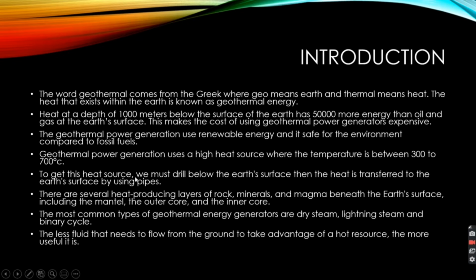To get this heat source, we must drill below the Earth's surface, then the heat is transferred to the Earth's surface by using pipes. There are several heat-producing layers of rock, minerals and magma beneath the Earth's surface, including the mantle, the outer core and the inner core. The most common types of geothermal energy generators are dry steam, flash steam and binary cycle. The less fluid that needs to flow from the ground to take advantage of a hot resource, the more useful it is.